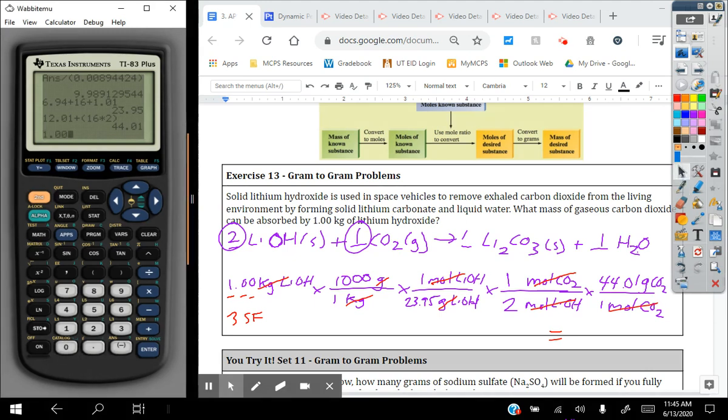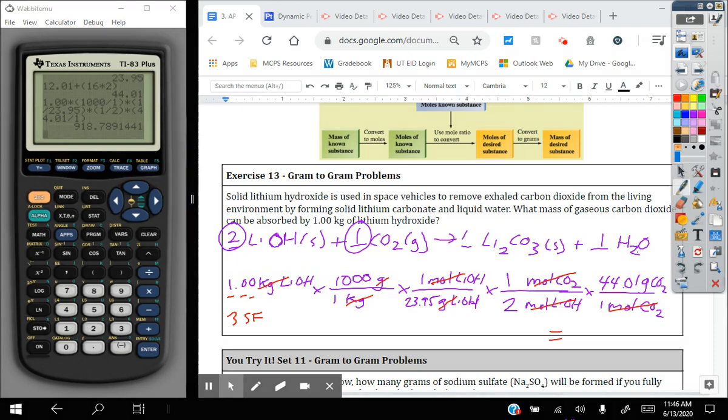So 1.00 times (1,000 over 1), times (1 over 23.95), times (1/2 for my mole ratio), times (44.01 divided by 1). And I get an answer of 918.789, and so on. Now, if I have 3 significant figures, the 9 is significant, the 1 is significant, and the 8 is significant, but I need to look to the 7 to figure out if I need to round up or down. Since there's a 7 in that tens place, that would round up to 919 grams of CO2. And this would be 3 significant figures, and that is how many grams of carbon dioxide can be absorbed.